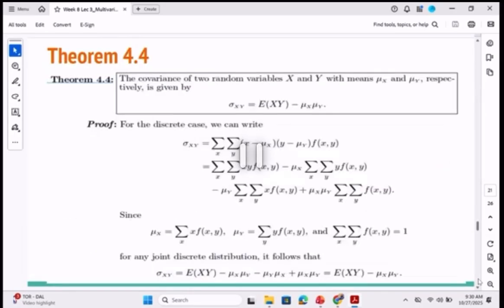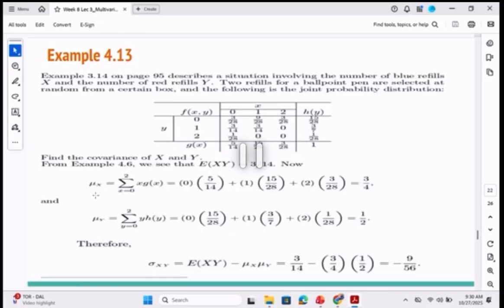Now the next step is to get the expected value of X. Expected value of X is the summation of x times g of x. How am I going to get that? You look at the marginal when X equals 0, when X equals 1, when X equals 2. I multiply 0 by 5 over 14, 1 by 15 over 28, and 2 by 3 over 28, then add them up. Expected value of X is 3 over 4. I do the same to get the expected value of Y: 0 times 15 over 28, 1 times that, 2 times that, add them up. That will give me the expectation of Y.